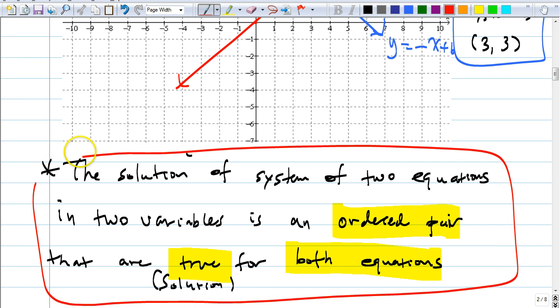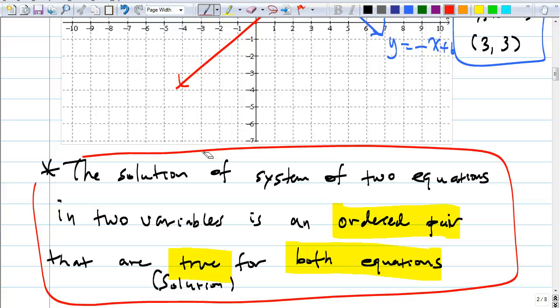Because you have to understand what solutions of systems of equations are. In this case, these were 2 lines, right? But what if you have a parabola and a line? How many solutions could you get if you have a parabola? Yes, at the most you could have 2 solutions.